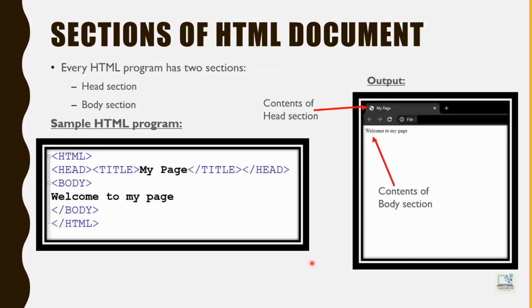So every HTML program has two sections, head section and body section. Here I have one sample HTML program in which the title of the page is my page and in the body I have written welcome to my page. So in the head section we have the head tag and the title tag, and you can see in the output in this part of the screen the title of the page is displayed. So in the title bar the title of the page is displayed.